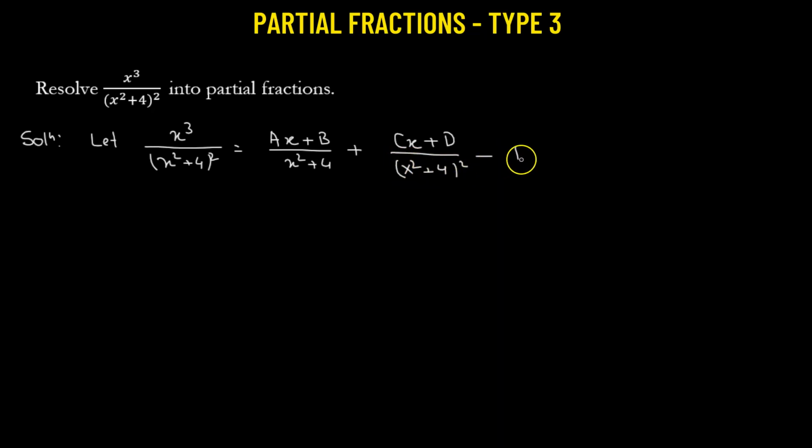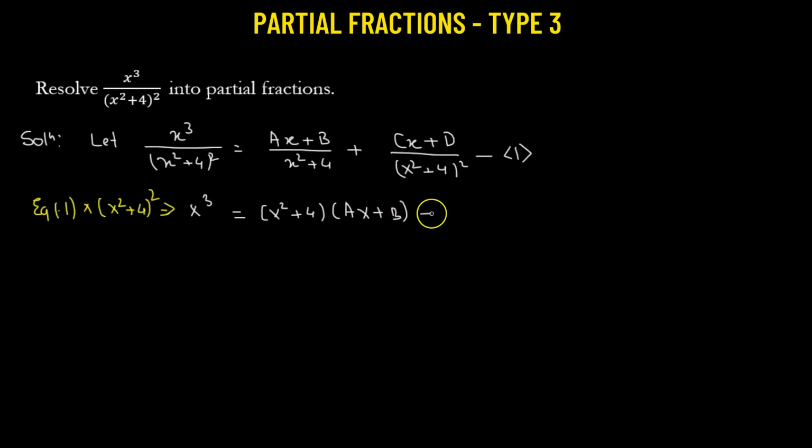We're going to label this as number 1, and our task will be to find out the values of the constants a, b, c, and d. Let us begin. So we'll start off by taking equation number 1, and we're going to multiply both sides by (x squared plus 4) whole squared, such that on the left hand side we have x cubed. This will be equal to (x squared plus 4) multiplied by (ax plus b), then plus (cx plus d).